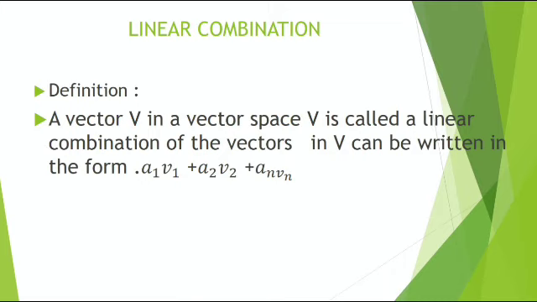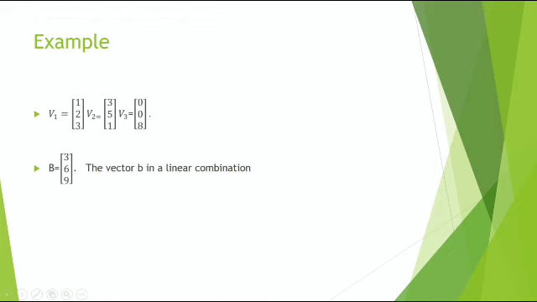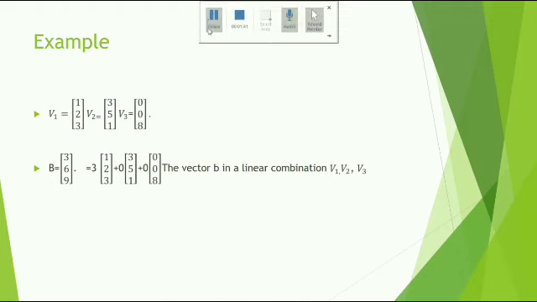So I have here an example of a linear combination. We have v1 equals 1, 2, 3, v2 equals 3, 5, 1, and v3 equals 0, 0, 8. So the vector v equal to 3, 6, 9 is a linear combination of v1, v2, and v3.